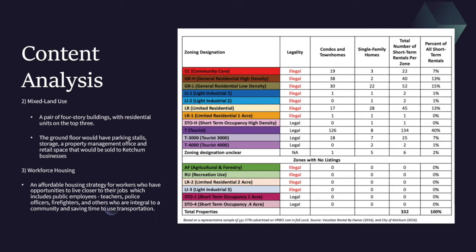As you can see from the picture, the T means tourist in the zoning code, and it's comparably high, which has 40% of all short-term rentals. And from here, our finding is there are two strategies to deal with it. The first one is mixed land use, which combines office and retail spaces. And the second one is workforce housing, which is provided to officers, firefighters, and so on to save their time for commute.